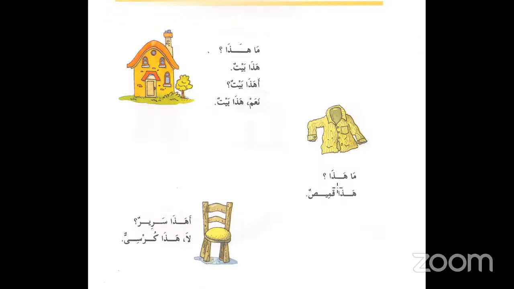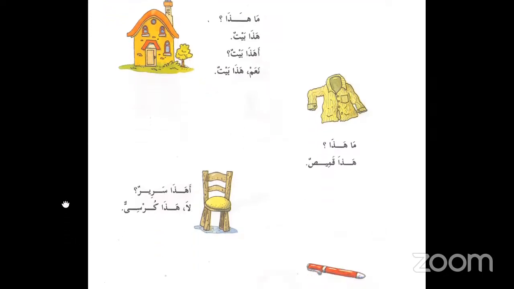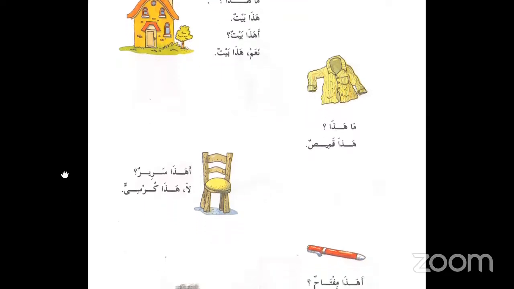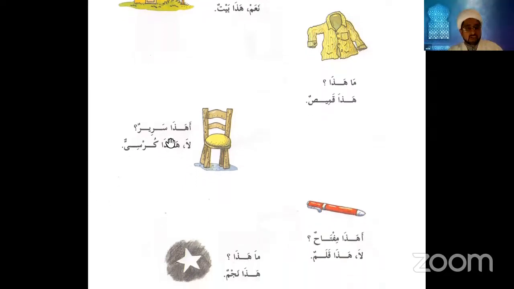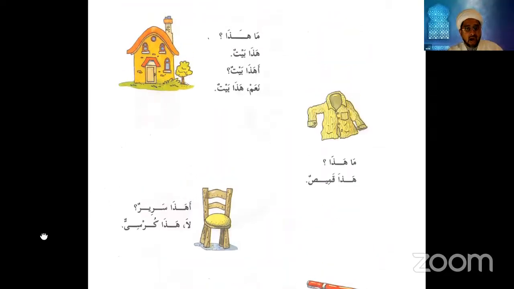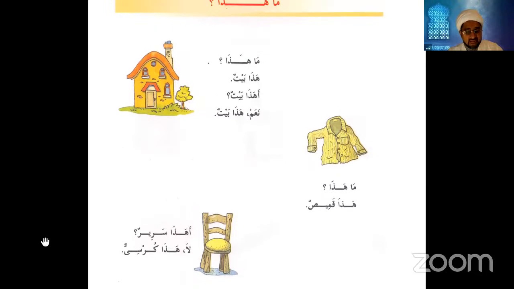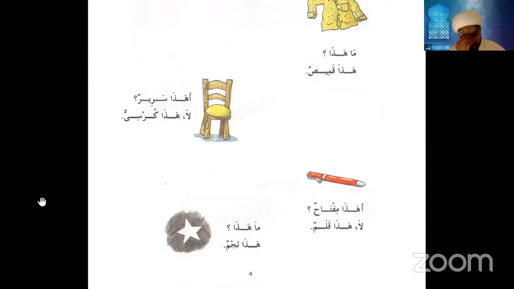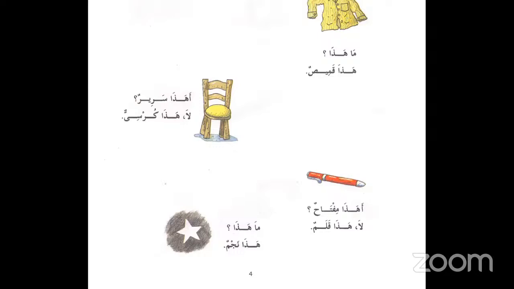Ma hadha? What is this? Hadha kamisun. This is a shirt. Hadha sarirun? Is this a chair? La. Is this a bag? La. Hadha kursiyun. No, this is a chair. Excellent. So remember that whenever "a" comes in the beginning, it is a particle of asking a question. Is this a house? The answer will be either na'am, which is yes, or la. And the ma, which comes in the beginning of the sentence, is used for asking questions. Ma hadha, what is this? Hadha kamisun. This is a shirt.